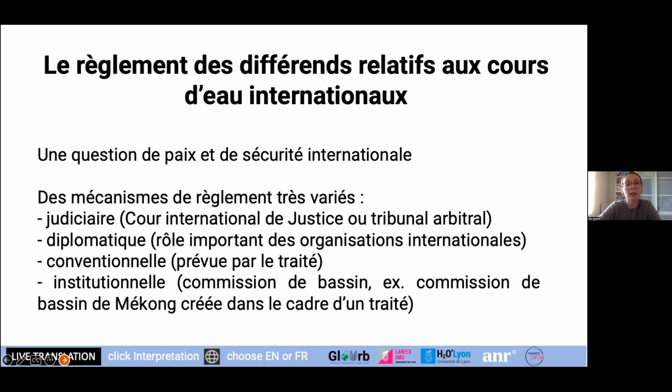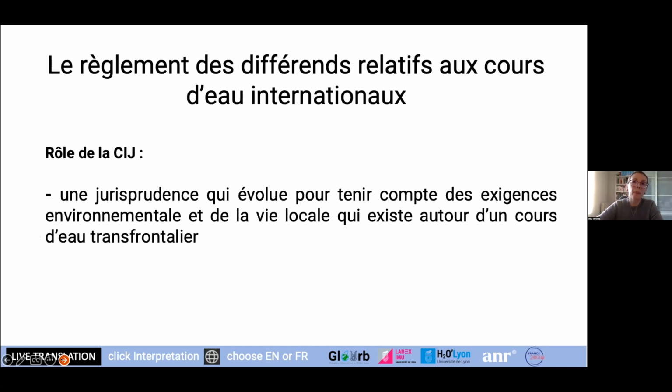And from an institutional point of view, in other words, treaties focusing on an international watercourse outline the conditions for creating a basin, and they say that this basin committee has the authority for settling conflicts that may arise.